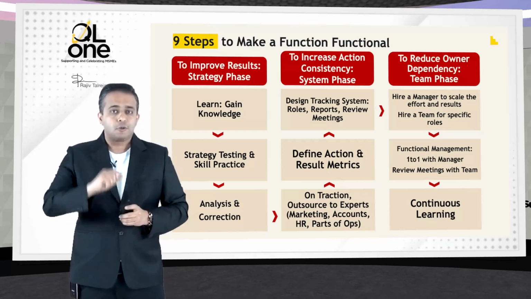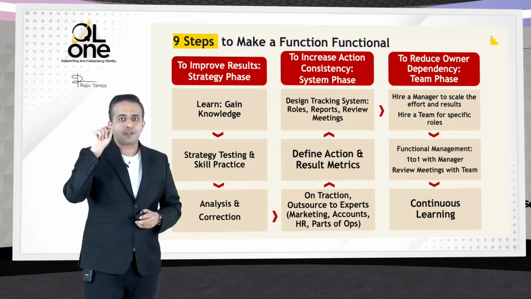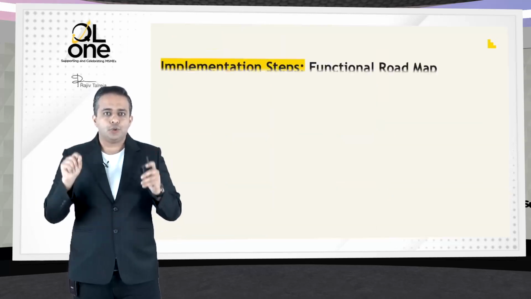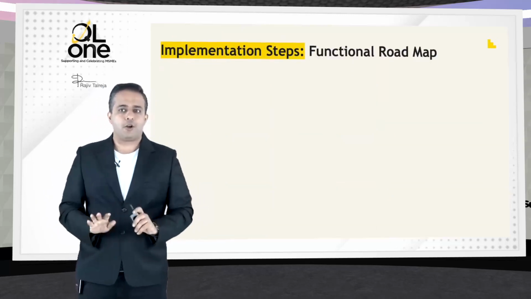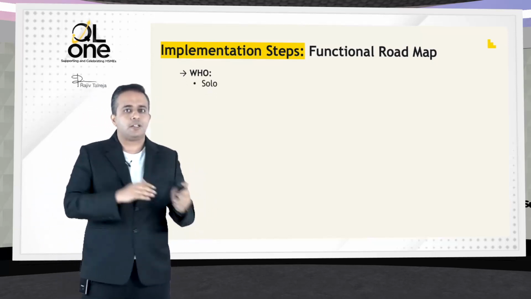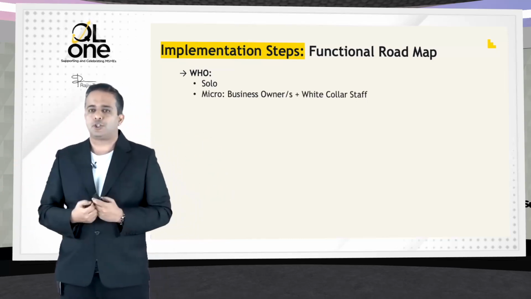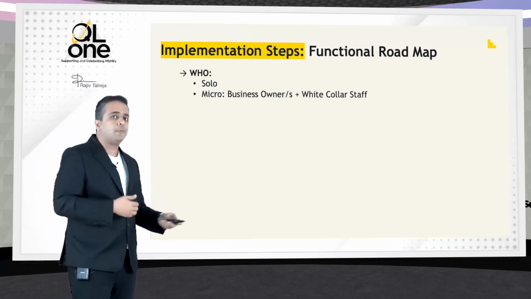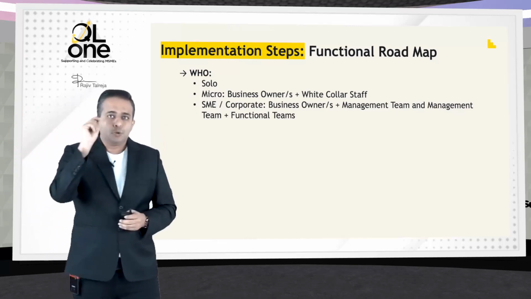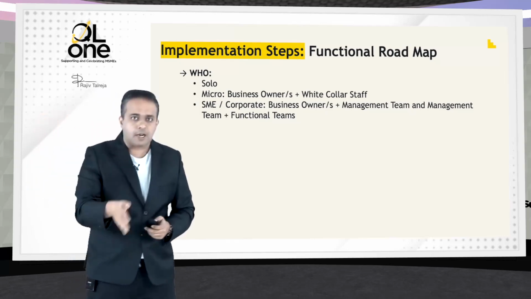Now, to summarize, here are your implementation steps for the functional roadmap module. This exercise, solo entrepreneurs, you need to do it by yourself. Micro entrepreneurs, you do this where business owner is doing it with the white collar staff, keep the blue collar staff outside, it's beyond their comprehension. SME or corporate entrepreneurs where team size is about 30, 50, 80, 100, 200, 500, you do this at 2 layers, business owner with the top management team and management team with the relevant functional teams.